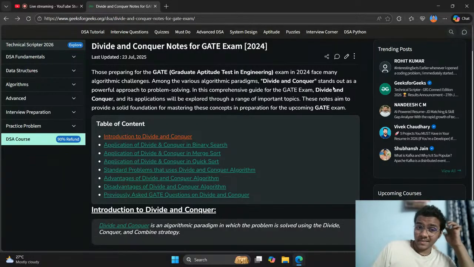The preparing of Graduate Aptitude Test in Engineering exam in 2024 faced many algorithmic challenges.